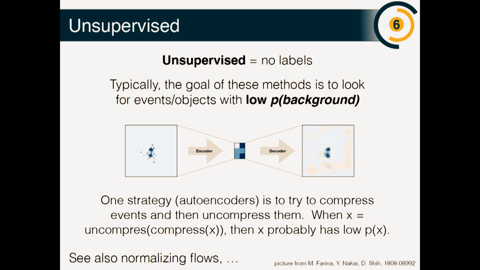a low density. That's because your compression algorithm should be spending most of its bandwidth on things that are common. That's how compression algorithms work. And so for things that are rare, it should not do a very good job. So that's sort of an indirect way of probing the density, but you can also probe the density directly by training, say, a normalizing flow, which is an algorithm that tries to model the actual probability density of the data, and you can use a normalizing flow, for example, to also find anomalies.